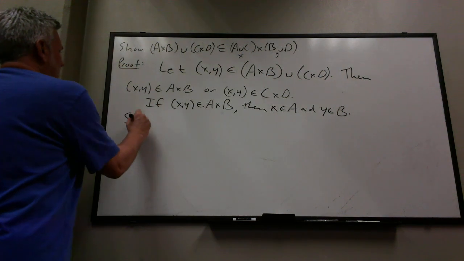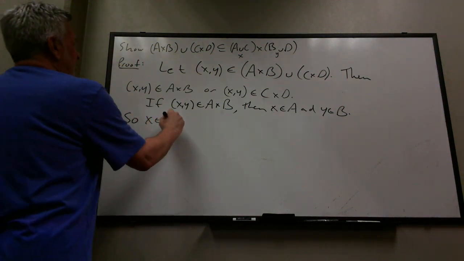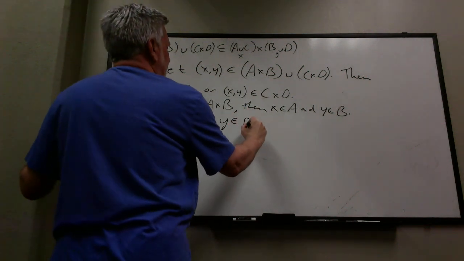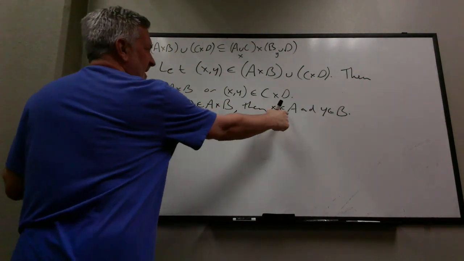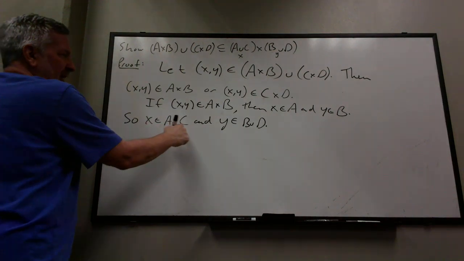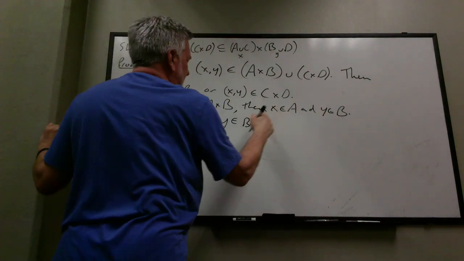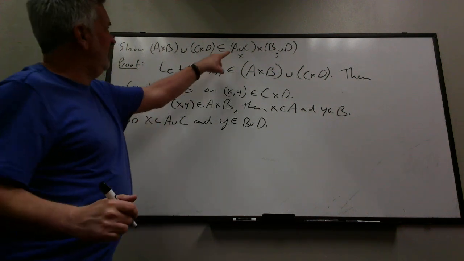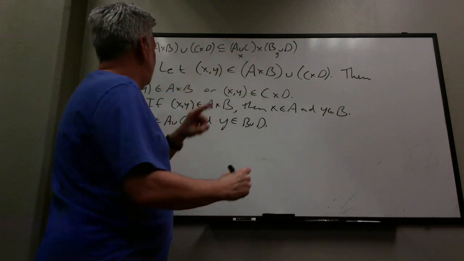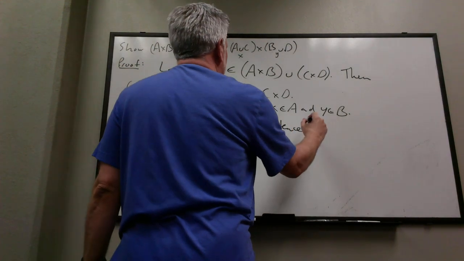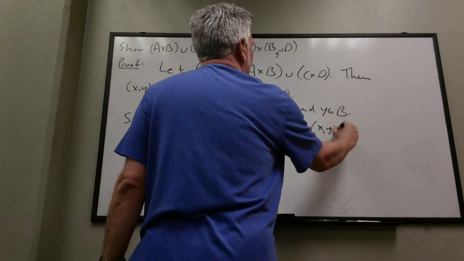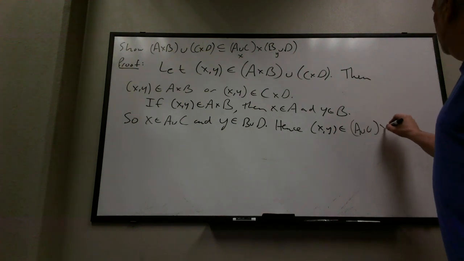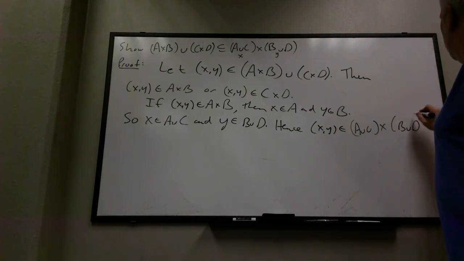So let's just say that. So x is an element of A union C, and y is an element of B union D, right? We just said x is in A, so x will be in the union of A and anything else. y is in B, so y will be in the union of B and anything else. So I have x is in this set, I have y is in this set, so the conclusion is (x, y) is an element of (A union C) cross (B union D).